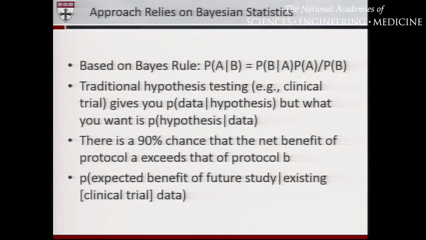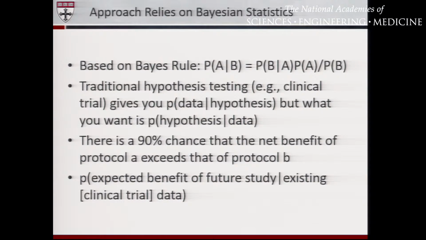And in terms of traditional hypothesis testing, where you go into your clinical trial and you've got your P levels and significance levels and so forth, what that's actually giving you is the probability of observing those data given your hypothesis. But what do you actually want? You actually want the probability that my hypothesis is correct given the data that I have, so that you can then say things like, there's a 90% chance that the net benefit of this protocol or this intervention or this treatment will exceed that of the other.